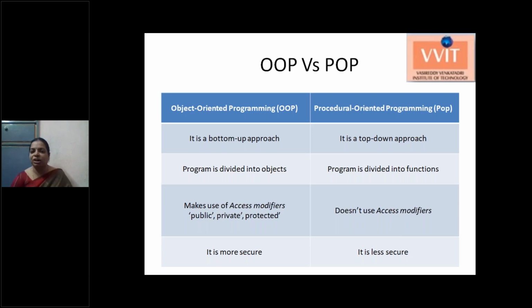But in object oriented programming, we take one copy of the data and the same data is used for multiple functionalities, so it provides a single copy of data for multiple functions. Next, the difference in object oriented programming is that the program is divided into objects.